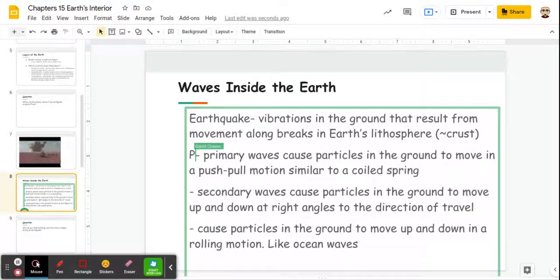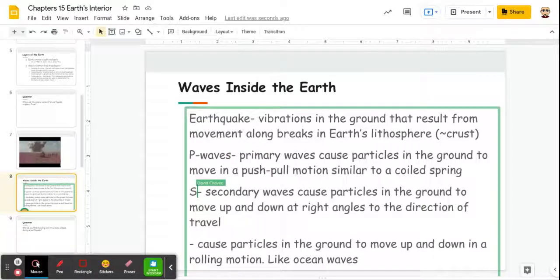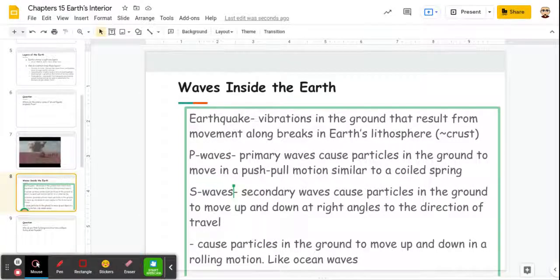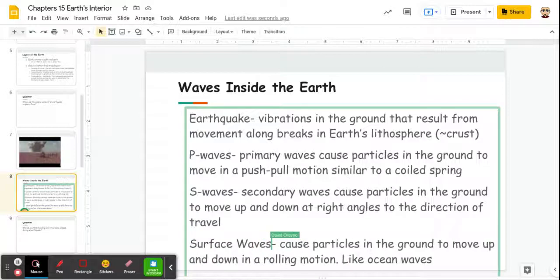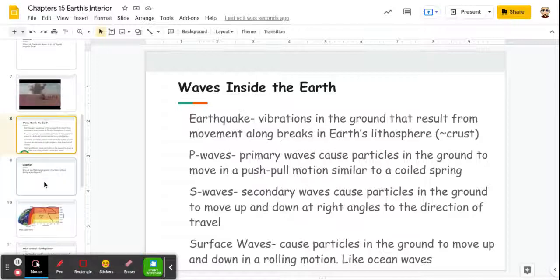The first thing that goes out, primary waves, those are called P waves. And the secondary ones that are going to go out, bet you can't guess it, are called S waves. P waves move with a push and pull, almost like pushing a door open and shut. S waves move up and down, almost like you're waving a bed sheet across your bed. And then the last one, surface waves. They're very slow and they make the ground move up and down like ocean waves rolling.